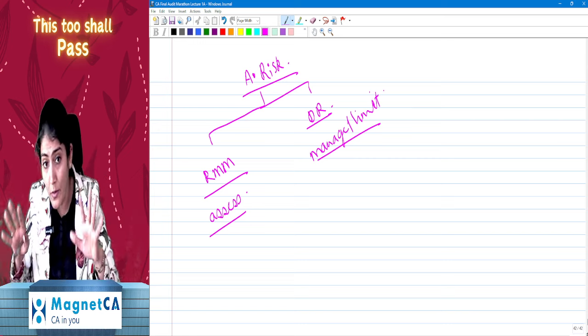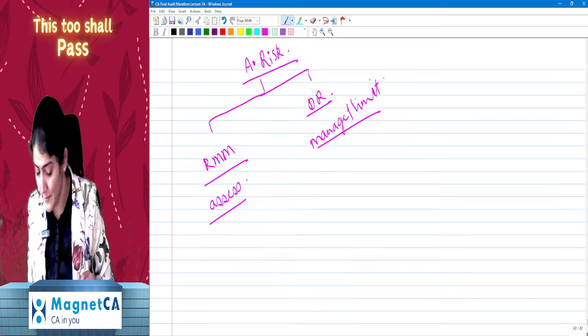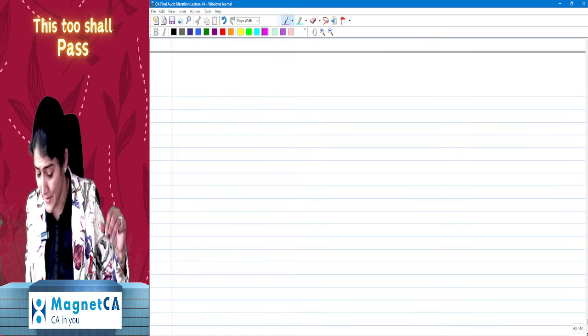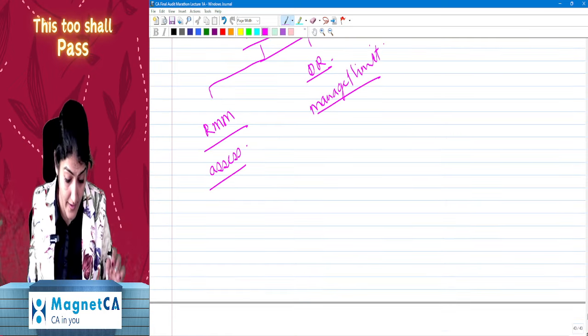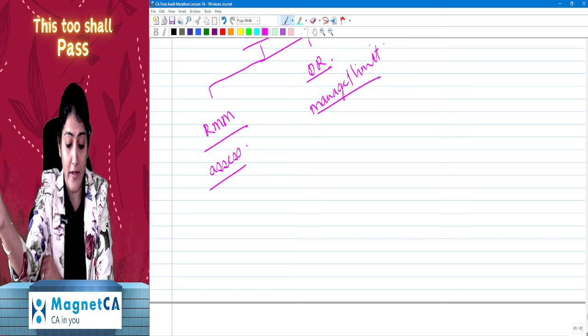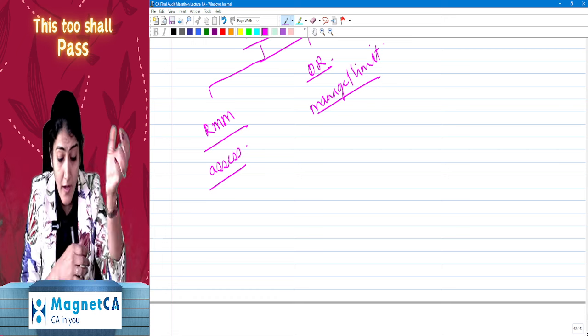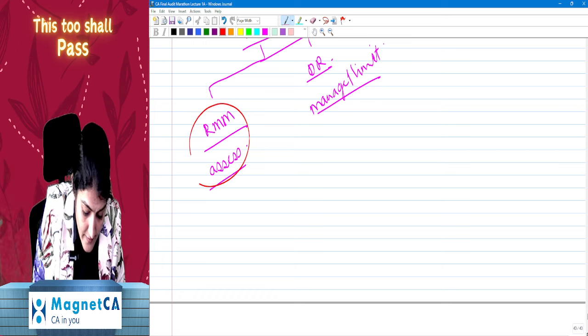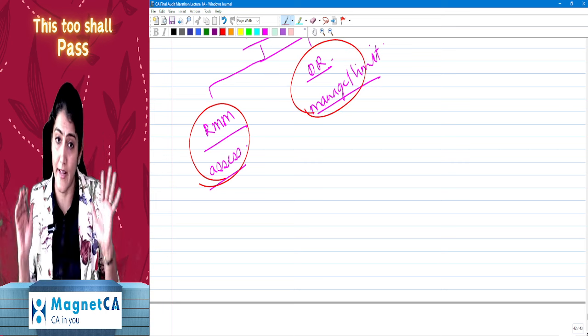Can we make it zero? Never. There are inherent limitations of audit and inherent limitations of controls also. Okay, so now in the audit, what is our game? In our audit, our game is to assess RMM and to limit detection risk.